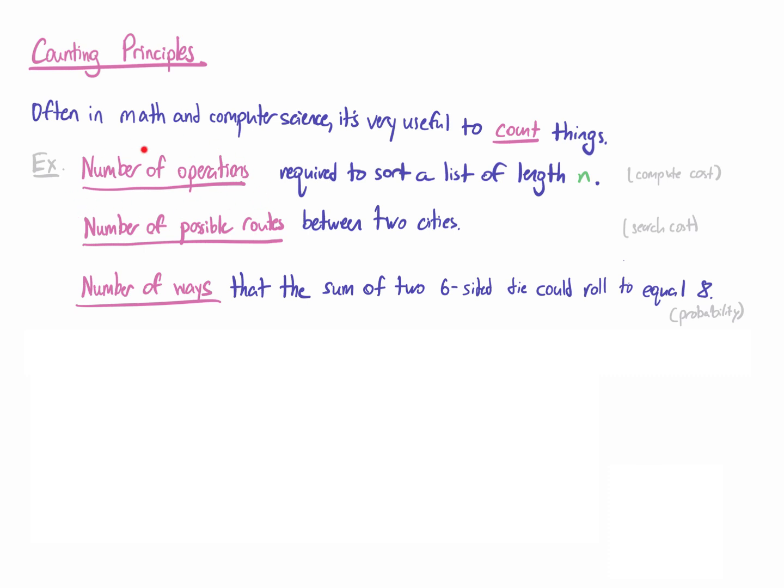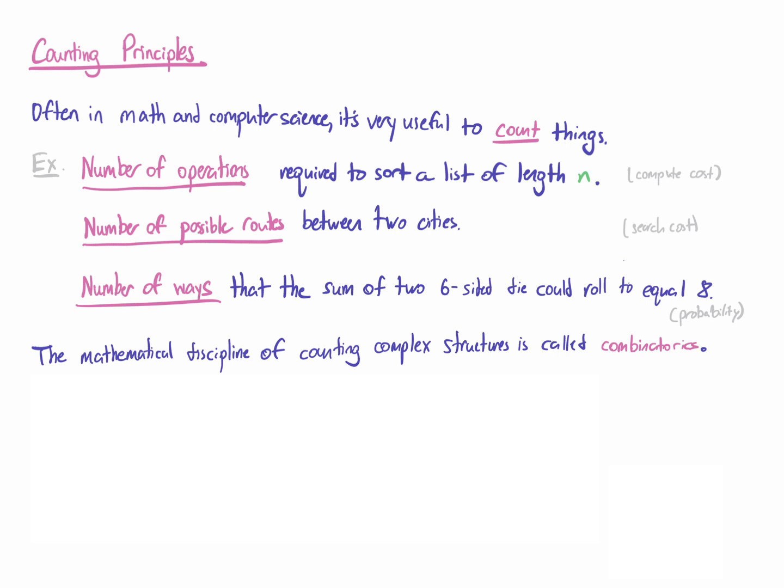Okay, I want to know how long it's going to take an algorithm to run. I want to know how large a search space is. I want to know the probabilities of different kinds of outcomes of events. And counting, fancy counting, is going to be our key to all of these questions. When I say fancy counting, I'm talking about what in the field of mathematics we often call combinatorics. So combinatorics means fancy counting.